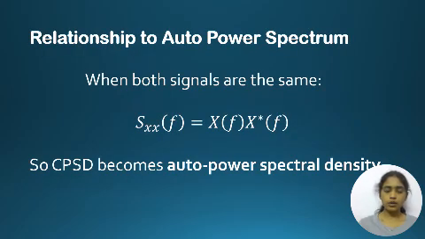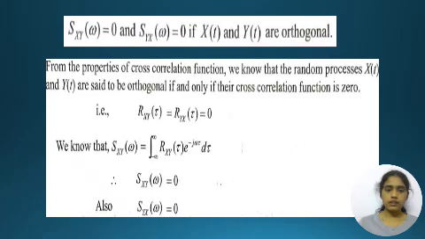Relationship to auto power spectrum. When both signals are the same, Sxx of f equals X of f times X star of f. So the CPSD becomes the auto power spectral density. Sxy of omega equals 0, Syx of omega equals 0.